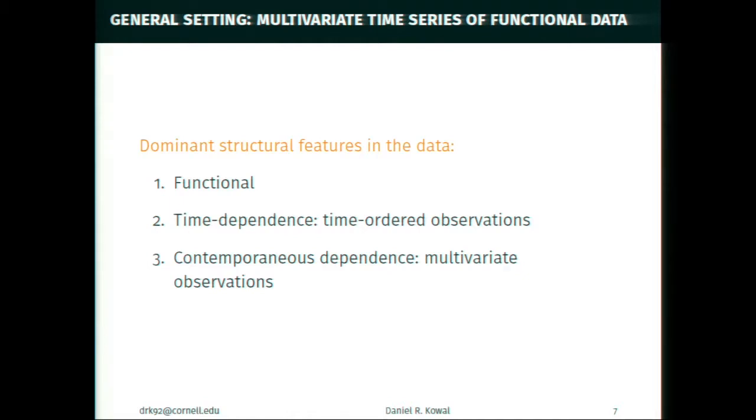So in this general setting, this multivariate time series of functional data, we have three dominant structural features. First of all, we have curve observations. The underlying observation, it's convenient to think of it as a curve. Secondly, we have time dependence due to the time ordering from one day to the next. And there's contemporaneous dependence as well between these multi-economies. So the methodology is developed for all three types of dependent structures. The package, as it sits now, is just for functional time series, so I'll focus on those today.